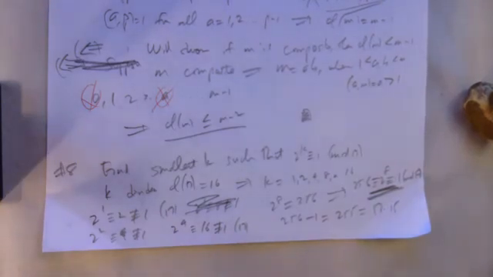Oh, and problem 9, there's a typo. It says find the order of k modulo 7. It should say find the order of a modulo 7. There's no k there in problem 9.